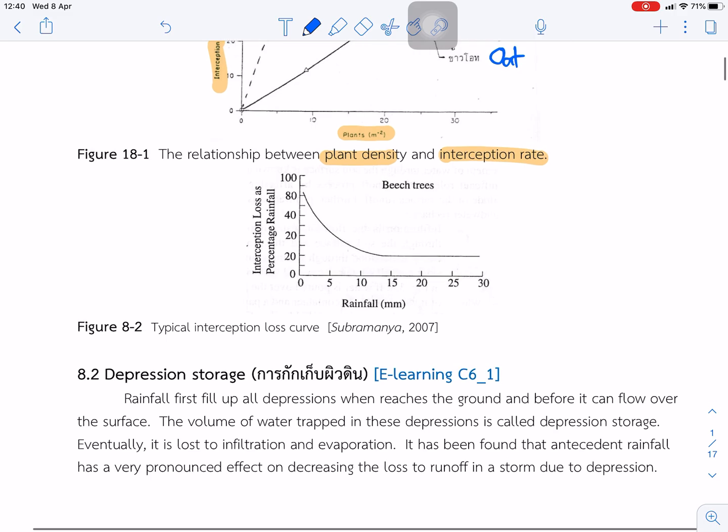This figure shows another factor: interception loss is a function of the rainfall intensity. If the rainfall increases, the interception loss is smaller.